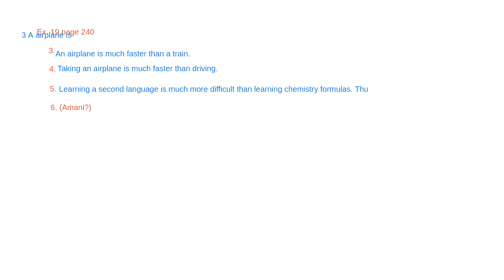Okay, so let's look at these together. Fei Young did number 3, and he added in much. An airplane is much faster than a train. Much faster than a train. Okay, what do you think, class?